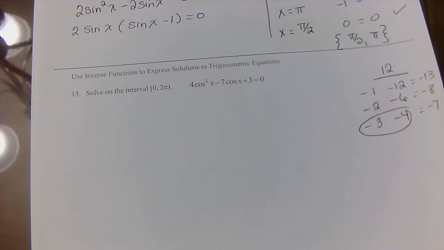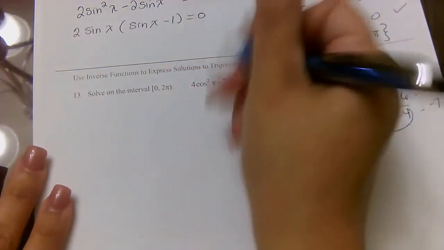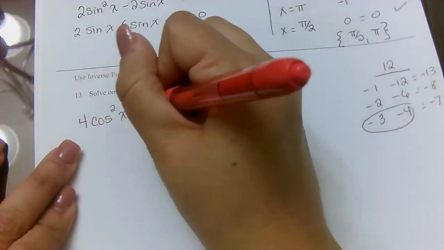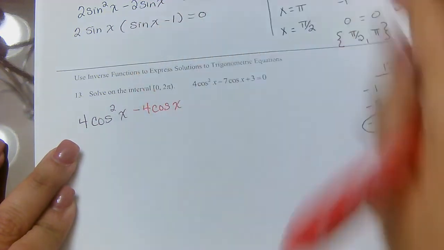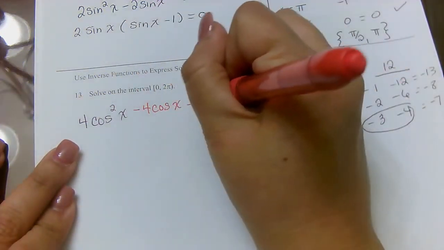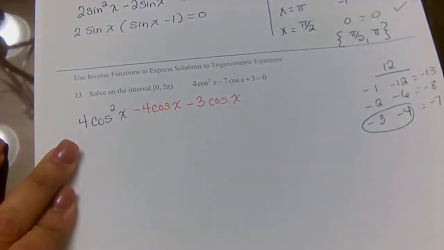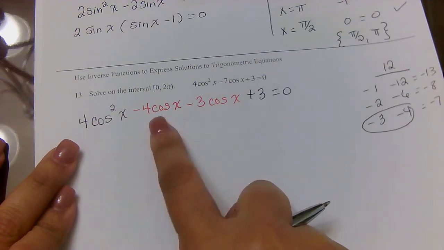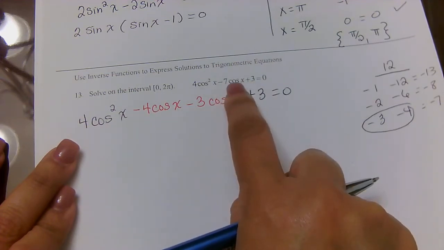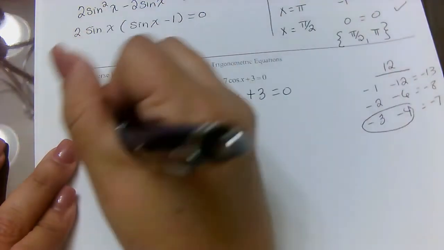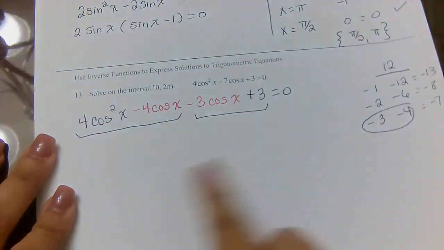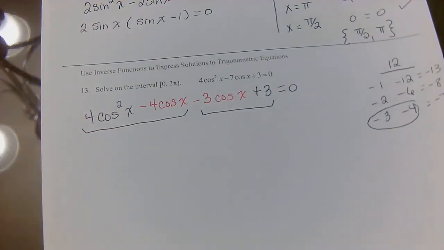So I'm going to do this like I did last time, and I'm just going to add those. We're going to start with the 4 cosine squared x, and then I'm going to break up. I'm going to match it with the 4 here, so minus 4 cosine x minus 3 cosine x plus 3 is equal to 0. So these two, if I were to combine, you get the same thing as your 7x here. Now what I'm going to do is go ahead and group them. I'm grouping the first two terms together, and I'm grouping the last two terms together. This is why it's called factoring by groups.